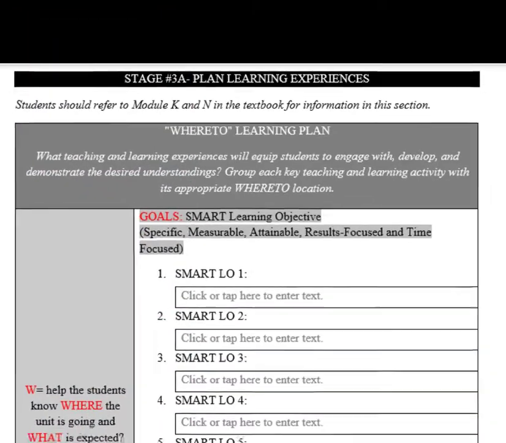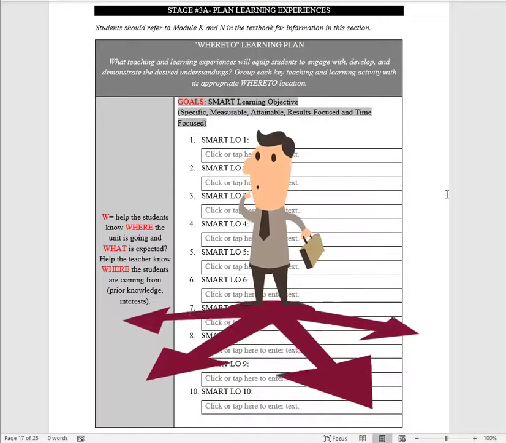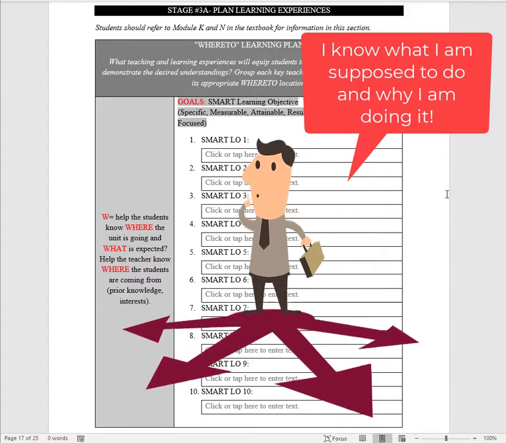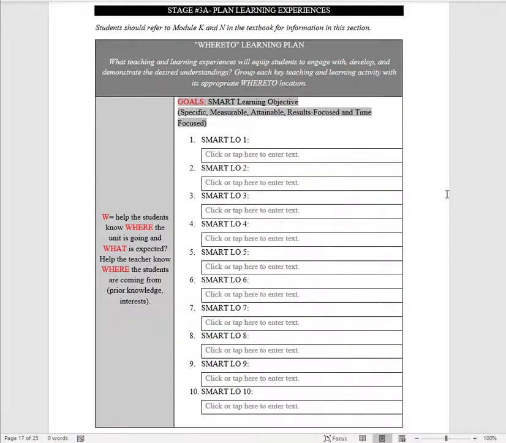In the first section of Stage 3, we will focus on creating learning objectives based on the SMART learning model: specific, measurable, attainable, results focused, and time focused. This portion of Stage 3 will help students understand the direction of the unit expectations, and the various educational backgrounds and interests that the learners bring to the course. In this section, you will clearly describe the learning expectations and encourage student inquiry.